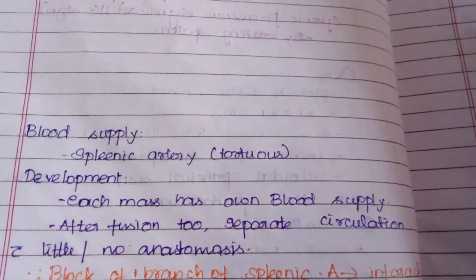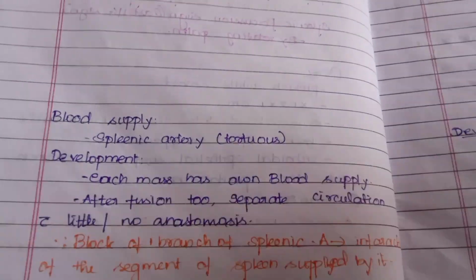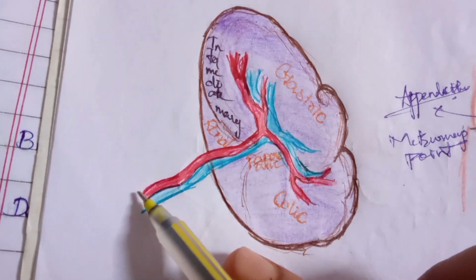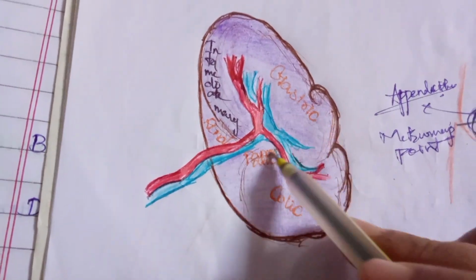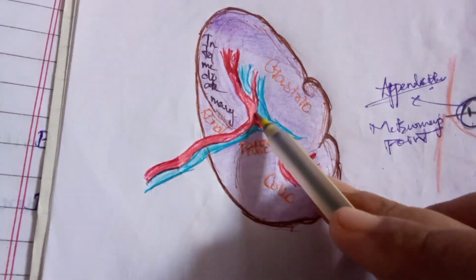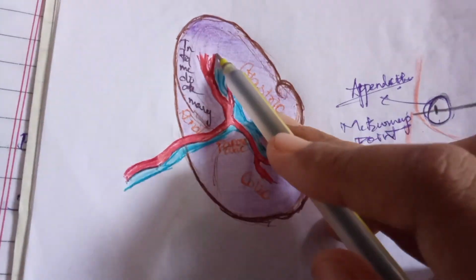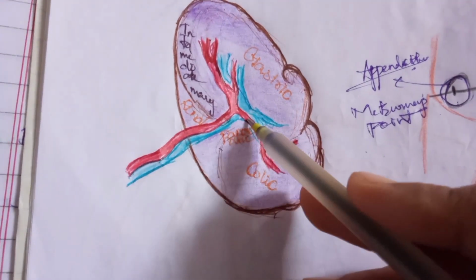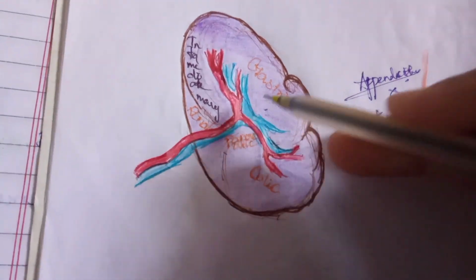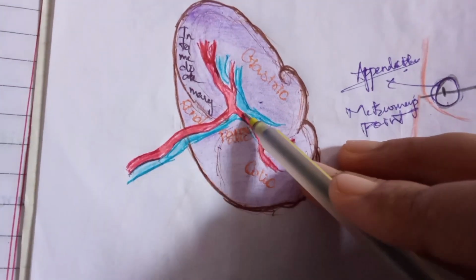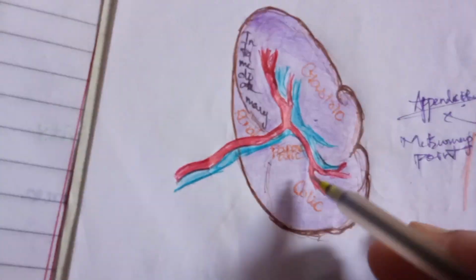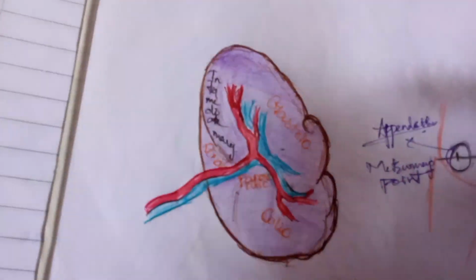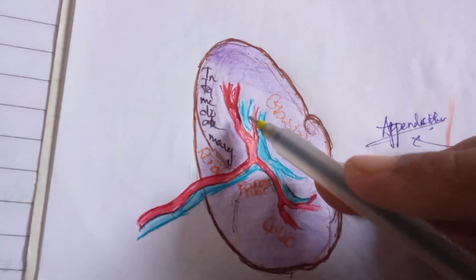Blood supply of the spleen. See, the splenic artery. This is the hilum, which is penetrated by the highly tortuous splenic artery. Below that is the splenic vein, that is, the splenic artery lies above the splenic vein. Okay, the splenic vein forms the portal vein with the superior mesenteric vein.